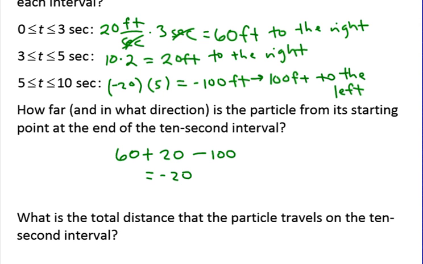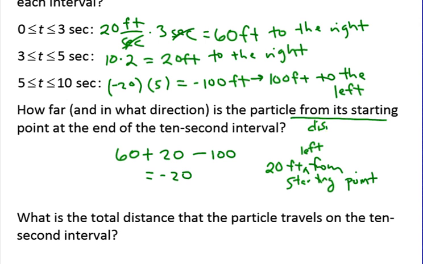Now, you don't want to say negative 20. I mean, you could say its displacement is negative 20, but we would say 20 feet, sorry, 20 feet left from the start. Okay, so when I talk about how far the particle is from its starting point, we call that displacement.